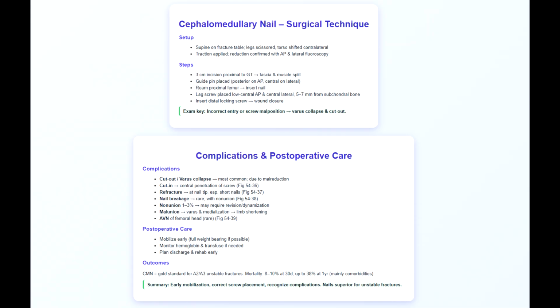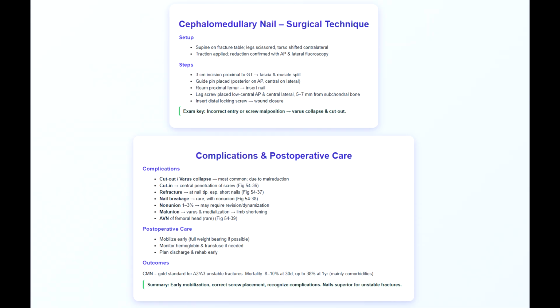Outcomes and future directions. Despite complications, cephalomedullary nails remain the gold standard for unstable A2 and A3 trochanteric fractures, while sliding hip screws are still acceptable for simple A1 fractures. Mortality after these fractures remains high, about 8 to 10% at 30 days and up to 38% at 1 year, mostly due to comorbidities rather than the fracture itself.